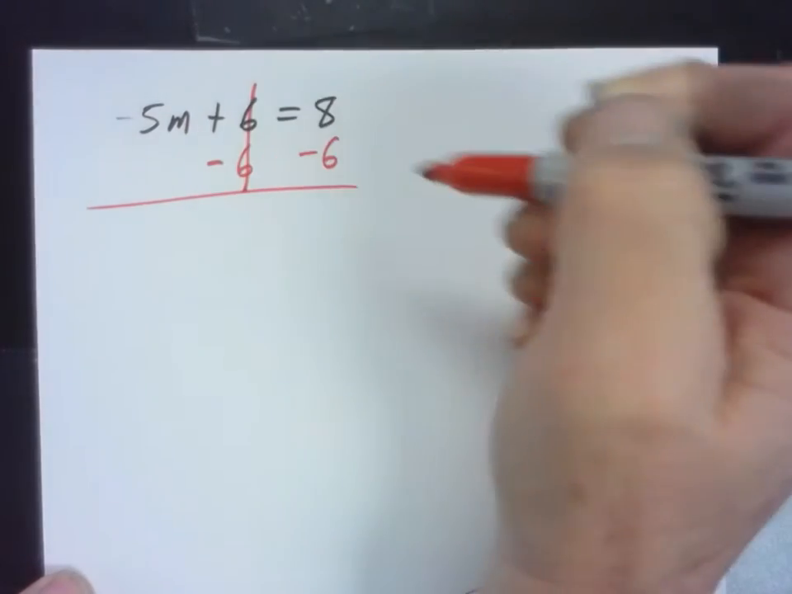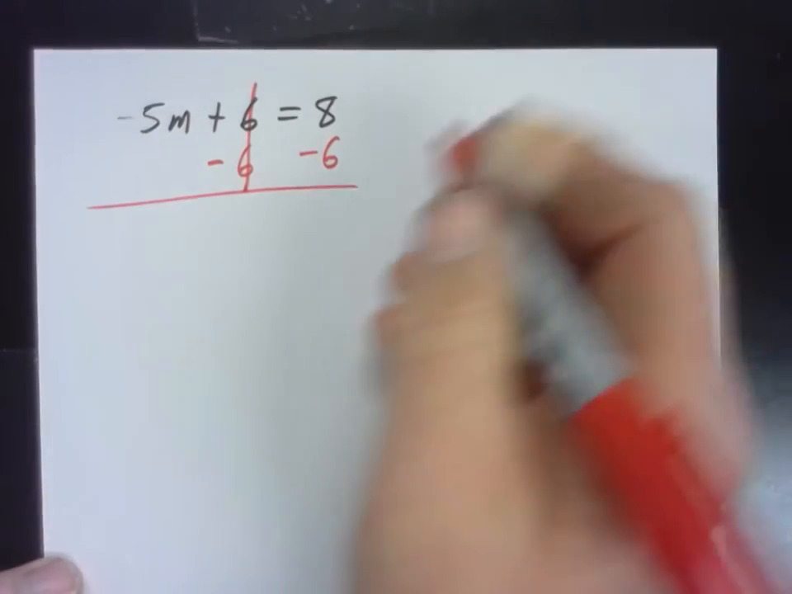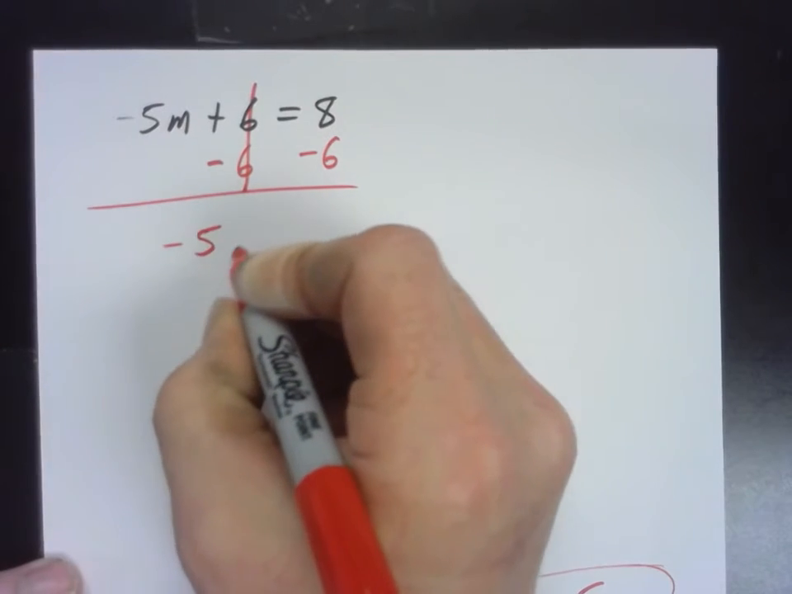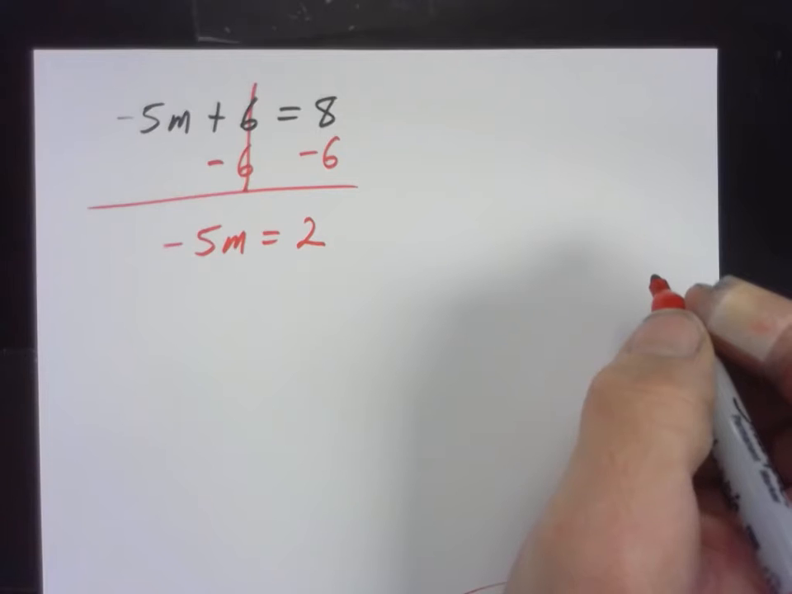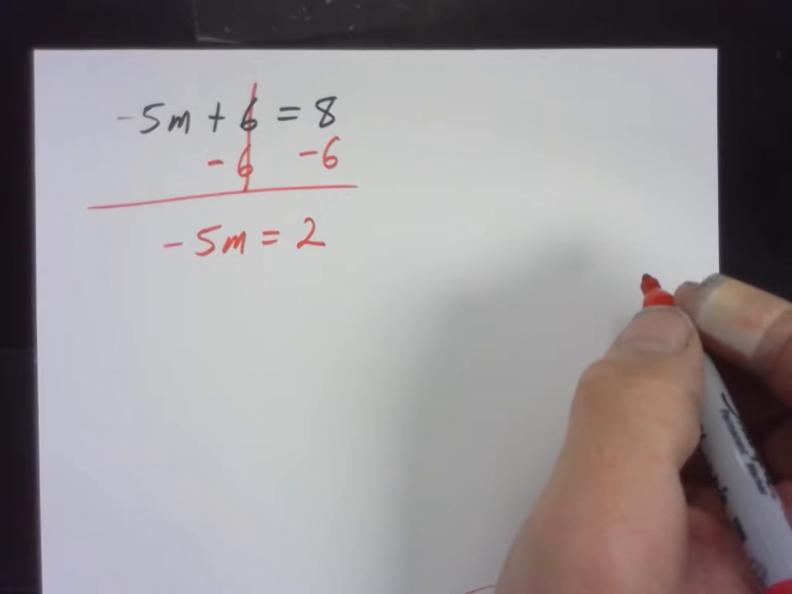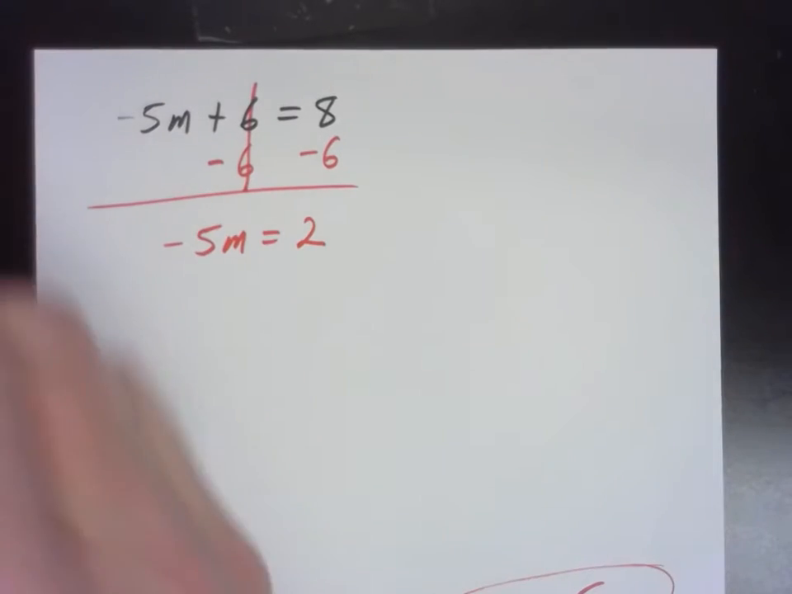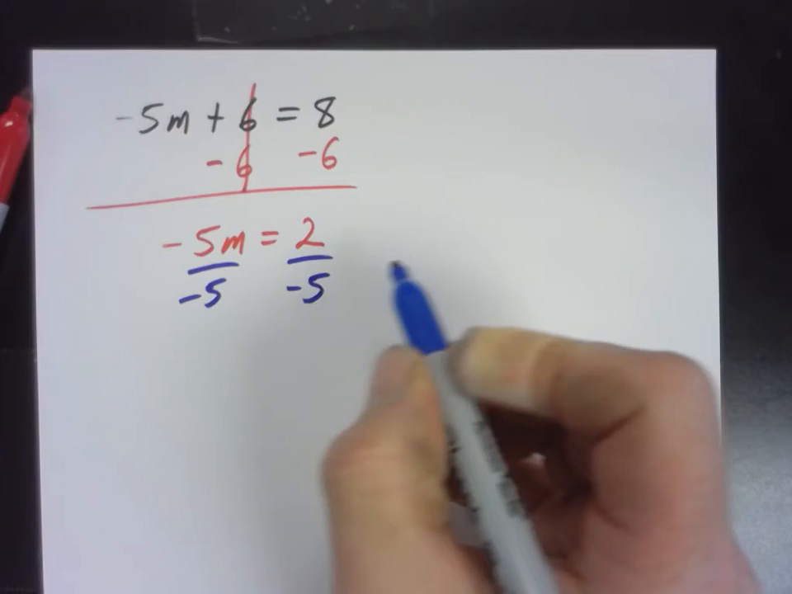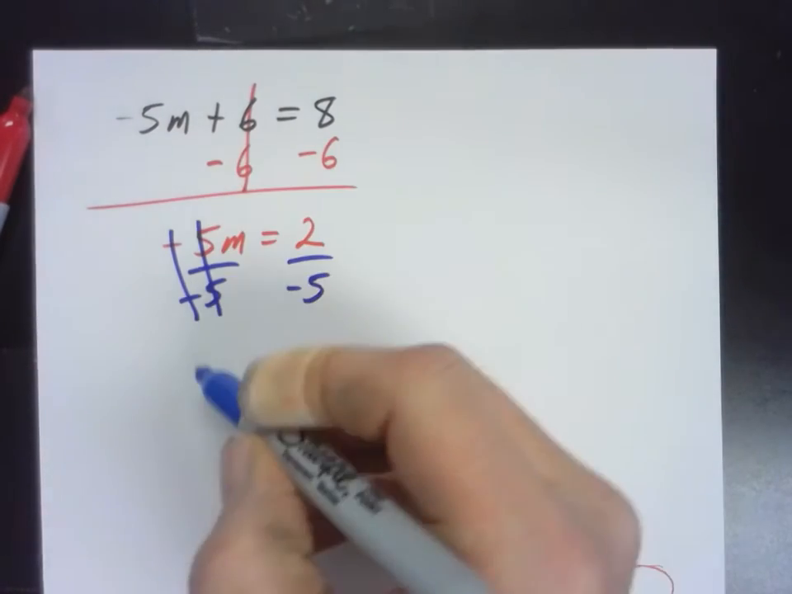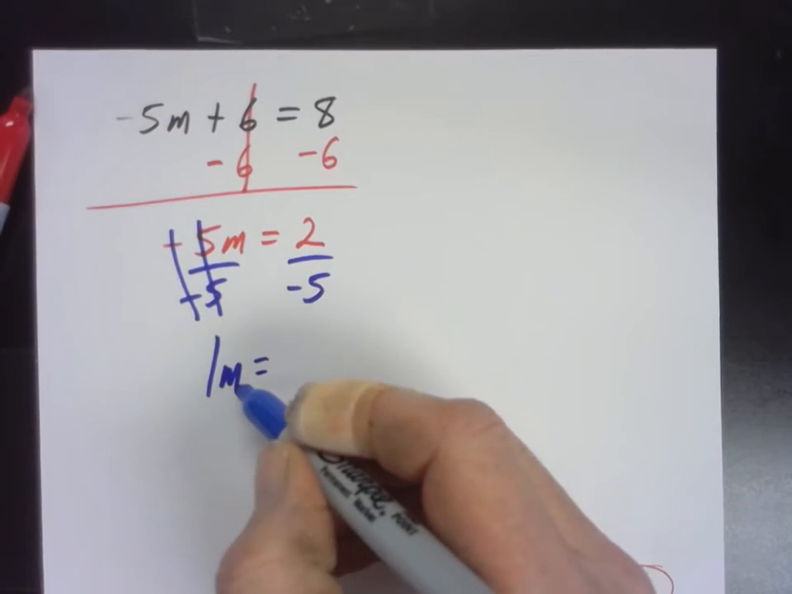Did you cross those out since they add up to 0? Yep. And you rewrote a new equation. Negative 5m equals 2. Good? All right. Now what? Divide by negative 5. Okay, so we have to divide by negative 5. That's what gives us positive 1 times m right here. Did you all put the 1 down?